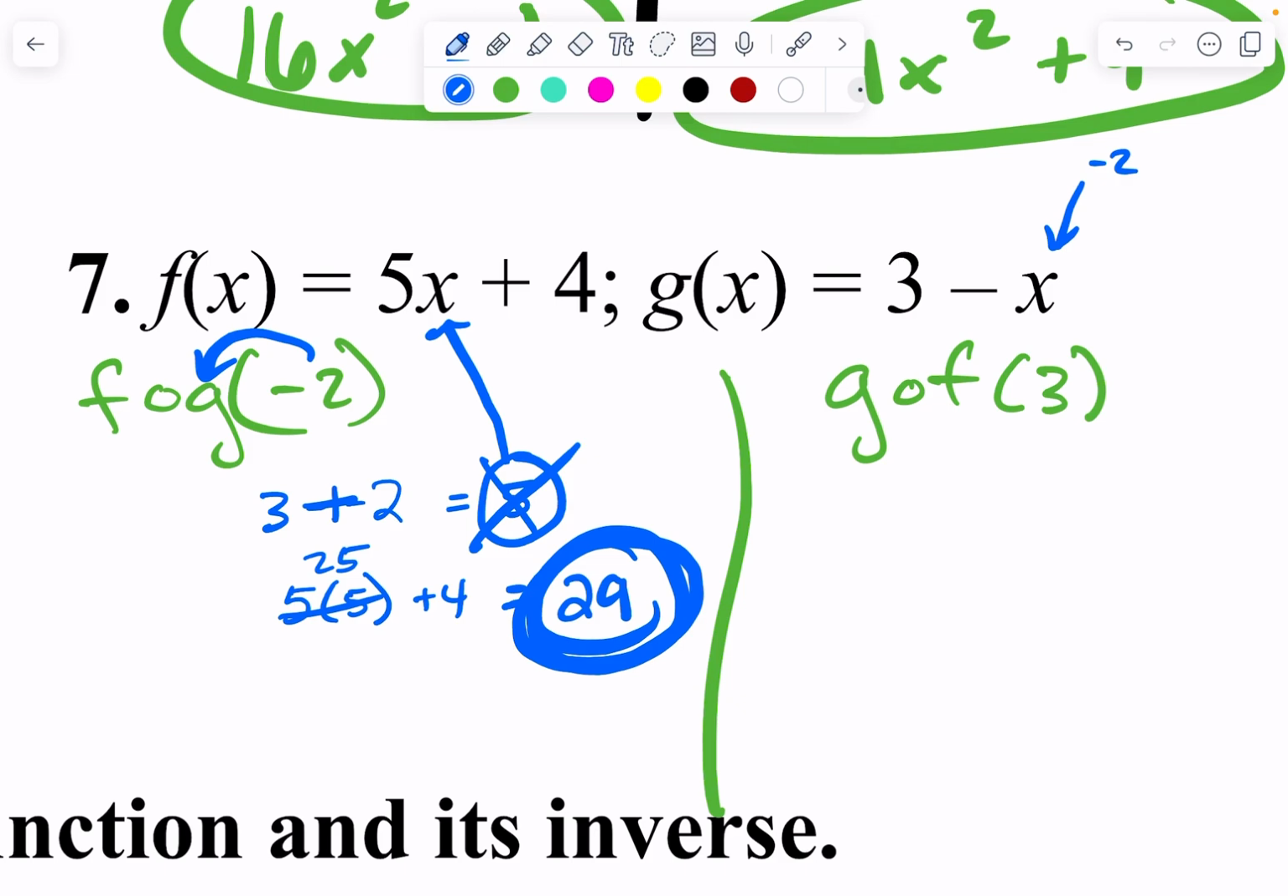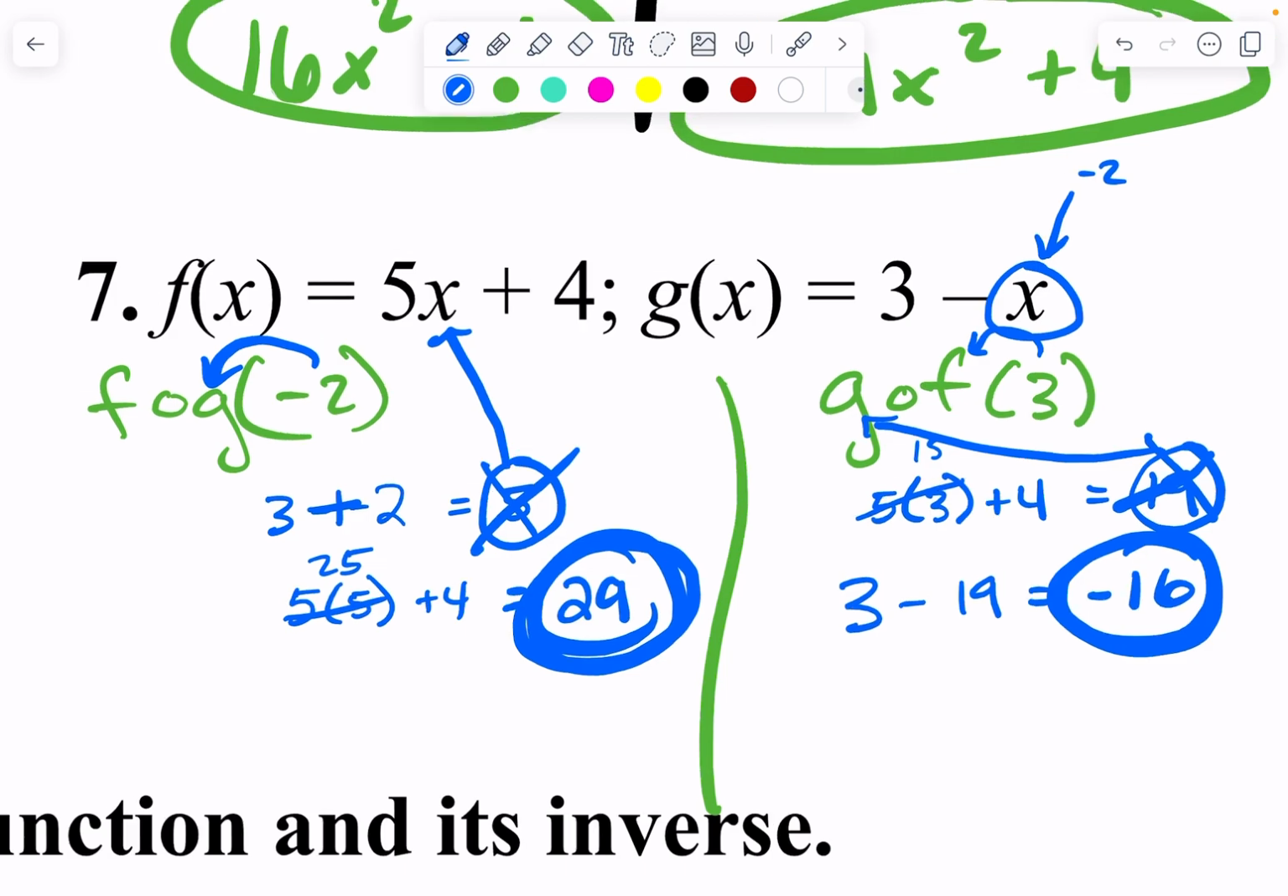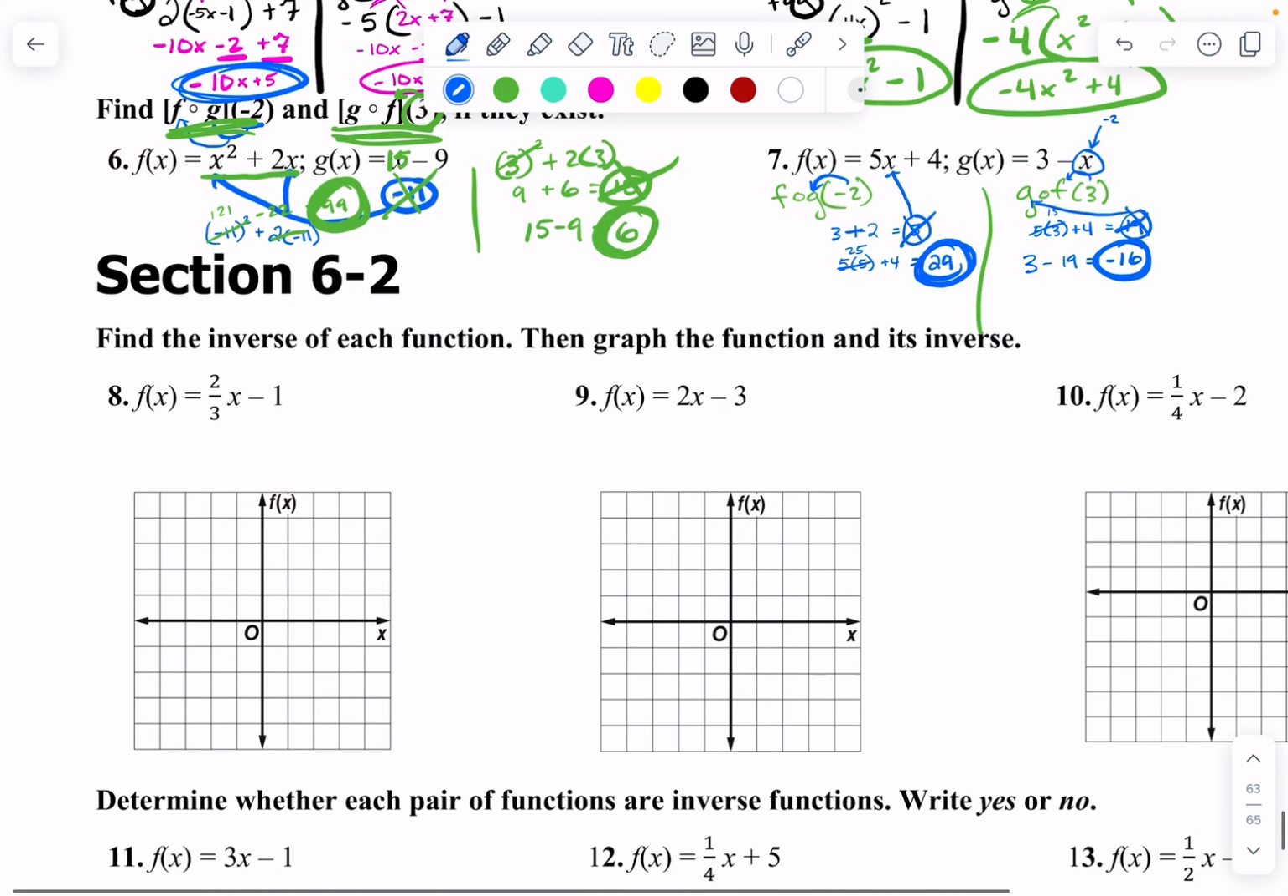All right. Next one, we have 3 to plug in. We're going to plug that into F first. So 5 times 3 plus 4. This is 15 plus 4, which is 19. And then I'm going to take 19 and plug it into G. So here, 3 minus 19, that is going to be -16. That's my final answer. Okay? All right, so plug in different things.